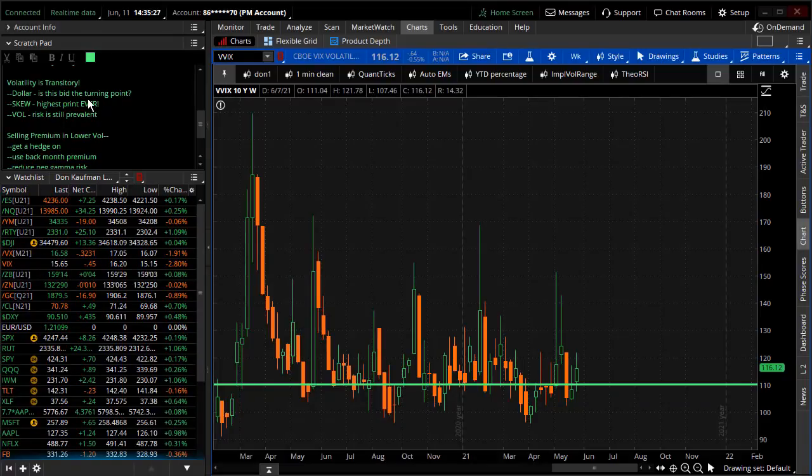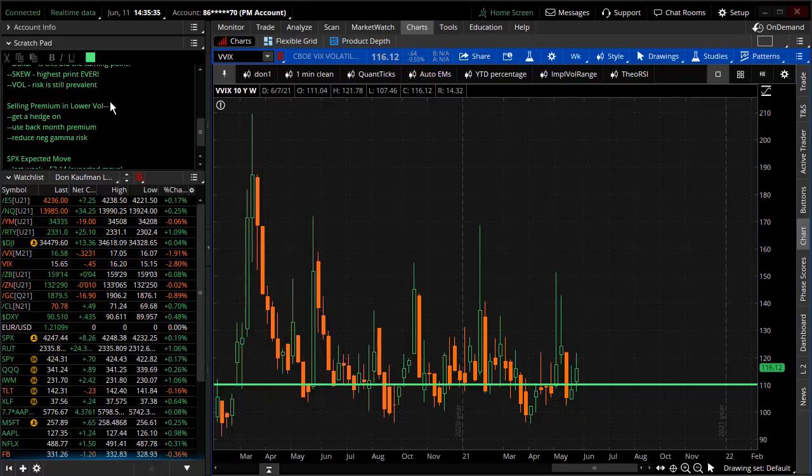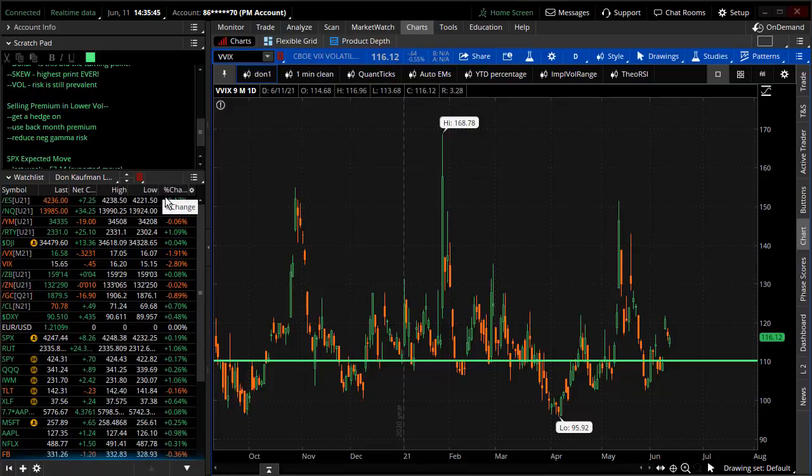That volatility, it's not just transitory, it's coming. The low volatility is what's transitory. Big volatility is forthcoming. Now, what to do in this kind of marketplace? Sell premium in the lower vol. I am telling you, you can sell premium in this lower volatility. You can get away with it. Why? Because the out-of-the-money premium is beautiful.